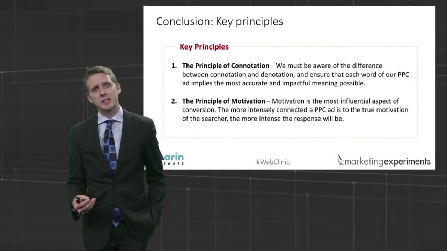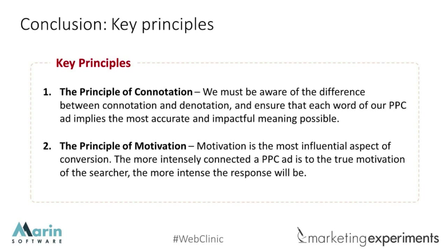So in summary today, guys, we have gone over two experiments and two key principles. The first one is the principle of connotation. That's where we need to make sure that every word of our PPC ad actually has the right meaning and it's not carrying some other latent, unassumed meaning. The principle of motivation Taylor was just talking about, it is the most influential aspect, and the more tightly you can get connected to the motivation, the better.